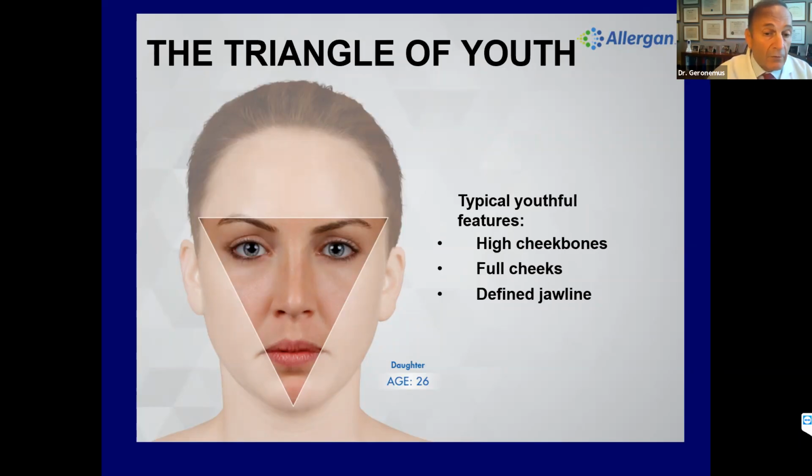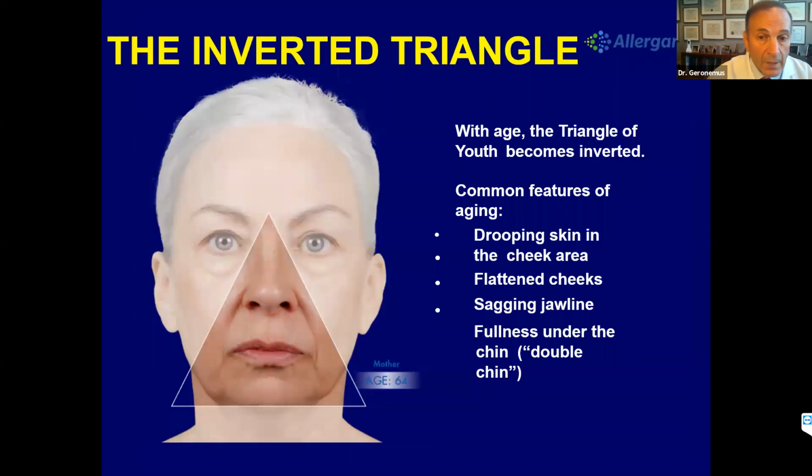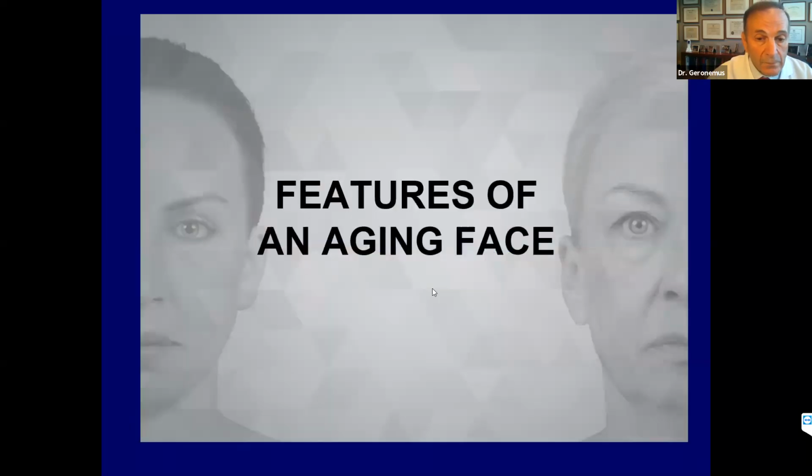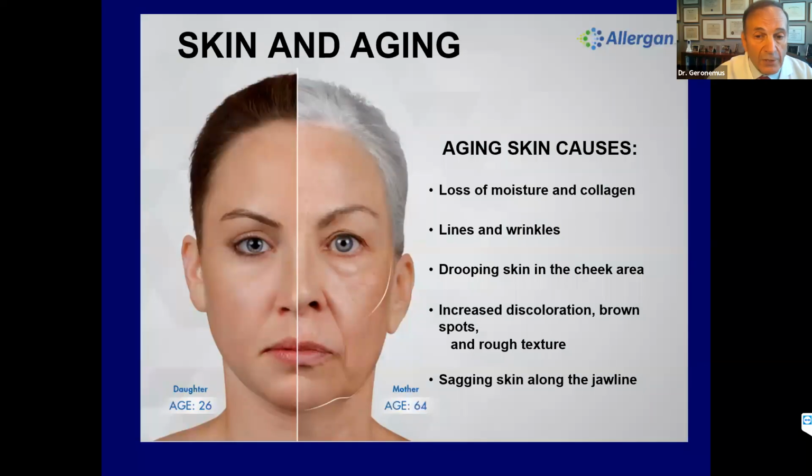Typically, youthful features will have higher cheekbones, fuller cheeks, a defined jawline, and also what you will see is improved, fresher skin tone and texture of the skin. As you age, the triangle of youth becomes inverted. Rather than being an upward triangle, it becomes the opposite. So skin begins to droop, as we know, in the cheek area. You get flattened cheeks, a sagging jawline, and fullness under the chin, what we call a double chin. So these are features of an aging face.